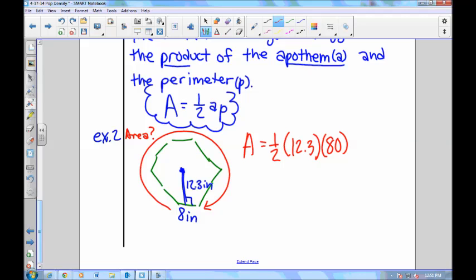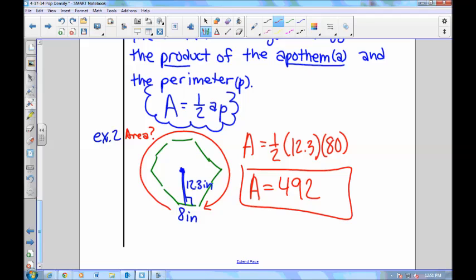Can you calculate that for me? And we're done after this. What is 1/2 the apothem times 80? This is the area. What? Comes out evenly? What's the unit for area? Square inches, inches squared. Okay?